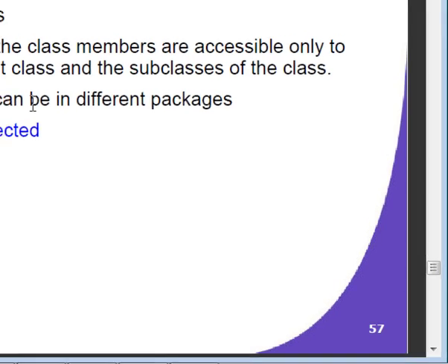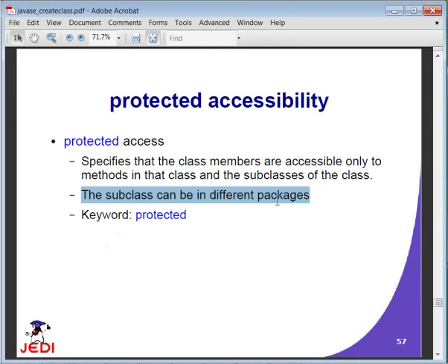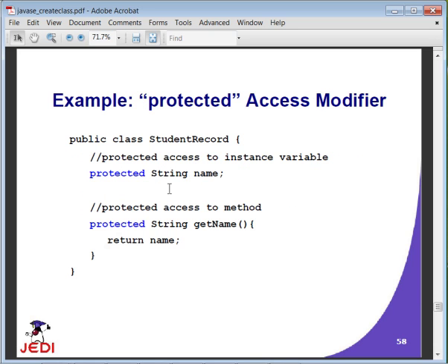So the subclass can be in a different package. Let's see an example in this case. We have a student record class, and we set a protected field called name and a protected method called getName. In that case, these are accessible from any class in the same package. However, they could also be accessible from any child class of this class, even if it is in a different package.